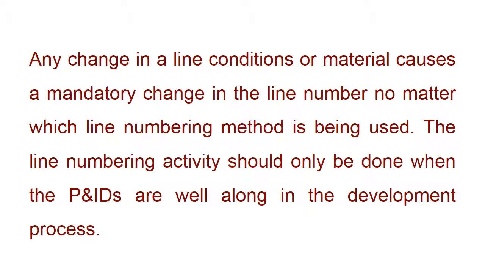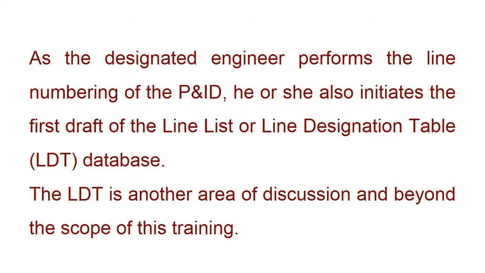The line numbering activity should only be done when the P&IDs are well along in the development process. As the designated engineer performs the line numbering of the P&ID, he or she also initiates the first draft of the line list or line designation table database. The LDT is another area of discussion and beyond the scope of this training.